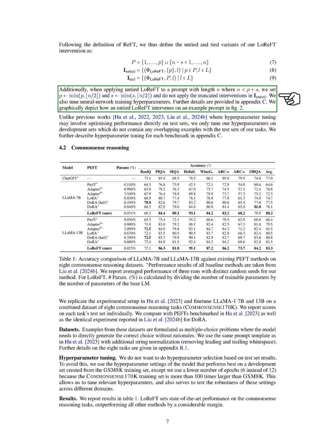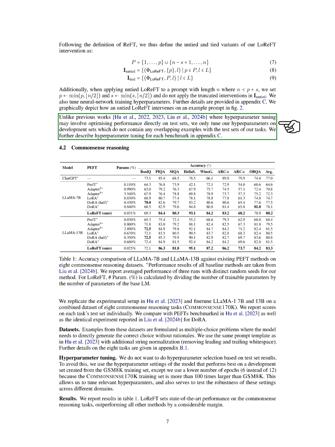We define untied and tied variants of LoReFT interventions based on whether the parameters are shared across positions in the same layer. Additionally, when applying untied LoReFT to a prompt with a length less than the total number of prefix and suffix positions, we adjust the intervention positions accordingly. We also tune neural network training hyperparameters. Our hyperparameter tuning is done solely on development sets to avoid any overlap with test sets. Further details on hyperparameter configuration and tuning for each benchmark are provided in section HPROM.